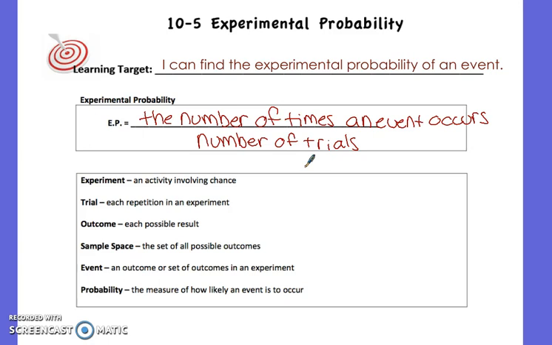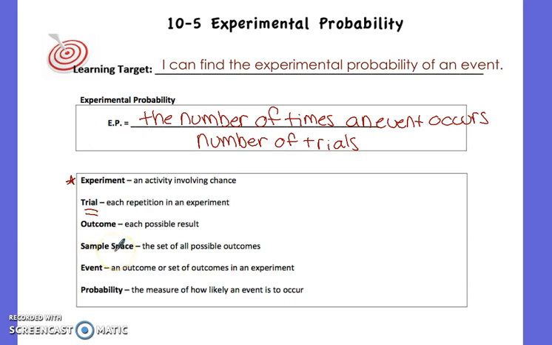An experiment is an activity involving chance. So think about your science fair, an experiment. A trial, you need to know this definition, it is each repetition in an experiment. How many times did you roll the dice? So on and so forth. The outcome is the exact possible result. So when you flipped the coin, did it land on tails?